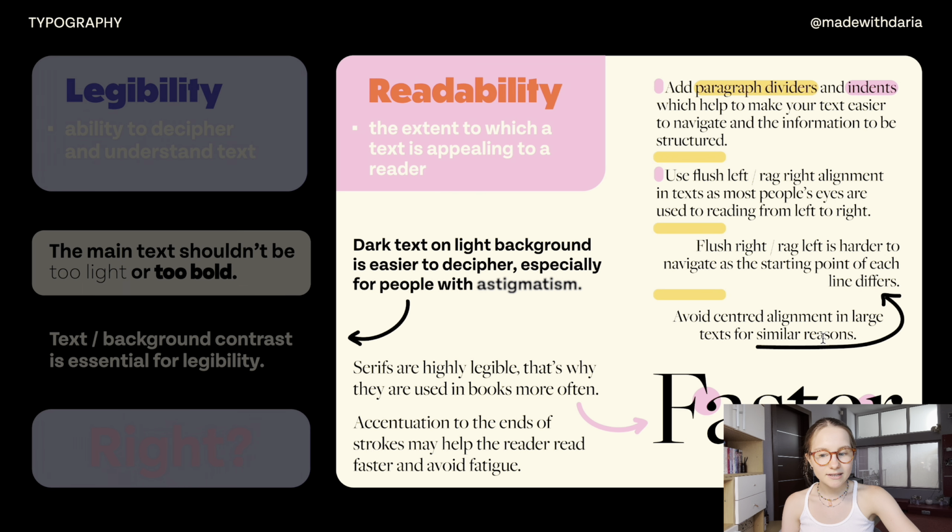And the last one is to avoid centered alignment in large text for, again, similar reasons, because when we have center alignment, both on the left and the right sides, our text is not straightly aligned. So again, your eyes have to jump from one point to another when transferring from line to line. So make sure you use this option when working with large blocks of text.